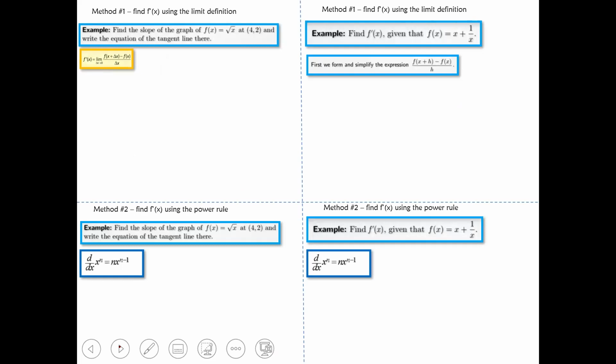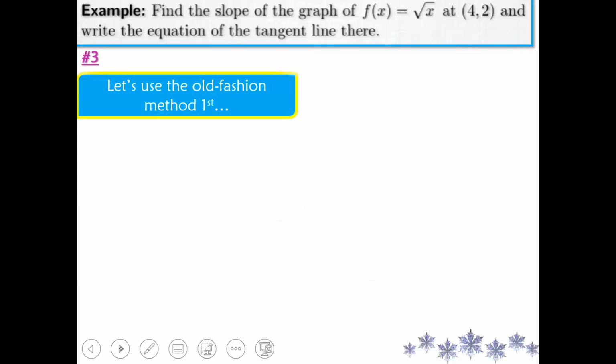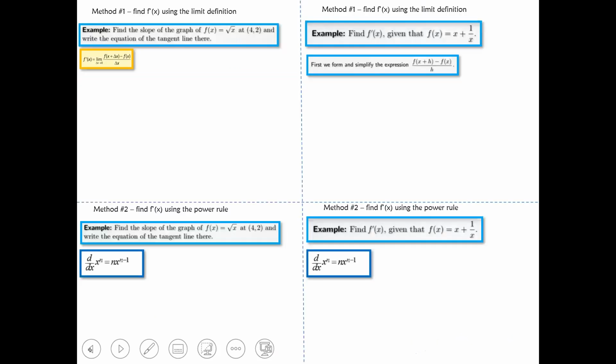This is your guided notes that you should have in your notebook. We're going to go over these 4 examples, so make sure you find this. We will be doing 4 examples using both methods. Actually, it's really just 2 examples. In example 1, they're exactly the same, except we have method 1 and method 2.